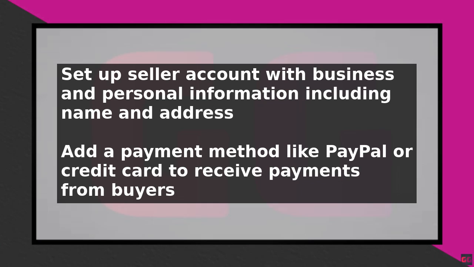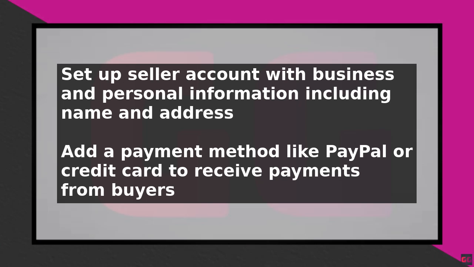You will also need to add a payment method, such as a PayPal account or a credit card, to receive payments from buyers. Now, you need to verify your account. eBay will send a verification code to your phone or email. Enter the code to complete the verification process. This step is necessary to ensure the security of your account.